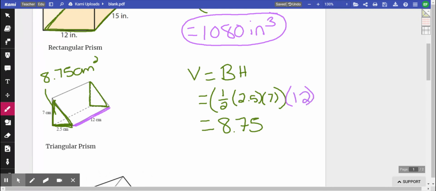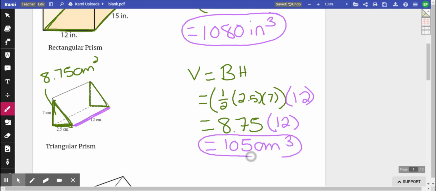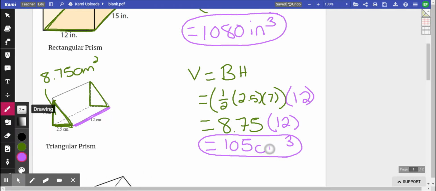So I'm going to take my area of the base and multiply it by 12. So area of the base was 8.75, multiply that by 12, and I get the volume of this triangular prism is 105 centimeters cubed. Keep in mind, volume is measured in cubic units. All right, I'm just going to clean that up a little bit. That was a little too sloppy.